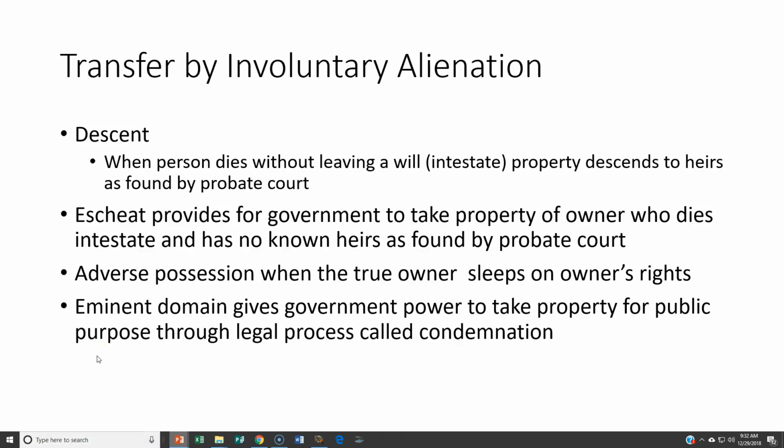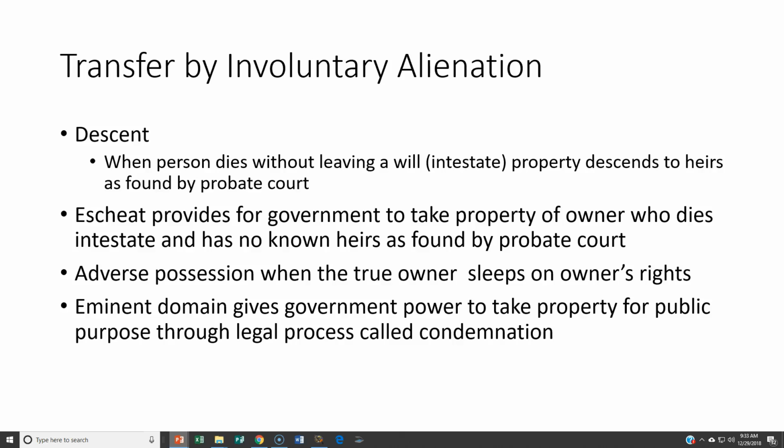Okay, we now have transfer by involuntary alienation. Descent: when a person dies without a will, this is called intestate. The property will descend to any known heirs as found by the probate court. Escheat provides for the government to take the property if, after the person has died, the court cannot find any heirs to hand over the property to. Then the state will take it. And that solves the problem of a property not having an owner.